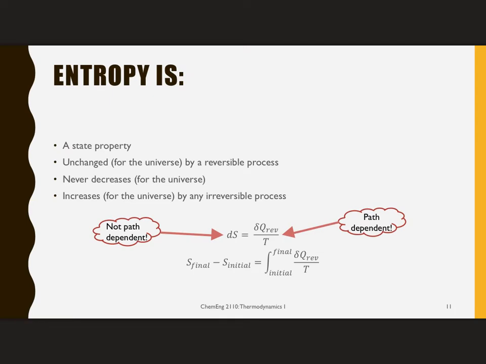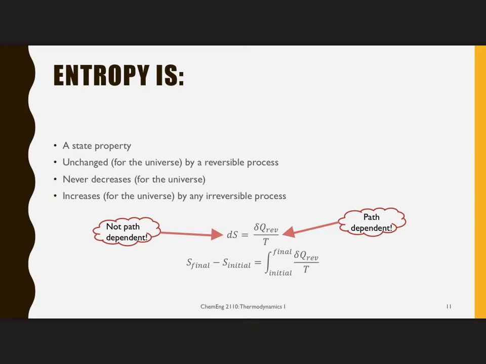So entropy is a state property, right? So it only depends on the state, so maybe temperature and pressure. Also, it is going to be unchanged for the universe whenever there is a reversible process. And as far as the universe is concerned, it never decreases. It can only go up, meaning things can only become more disordered. It will increase for the universe whenever there is an irreversible process. So no change for reversible, an increase for irreversible.